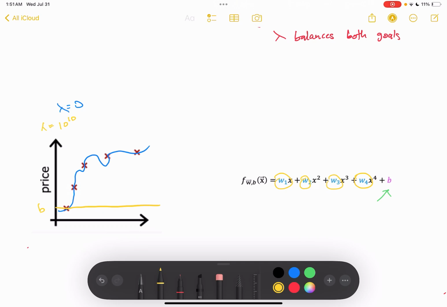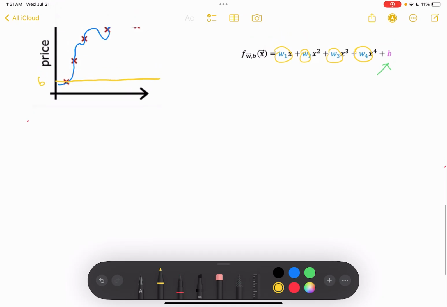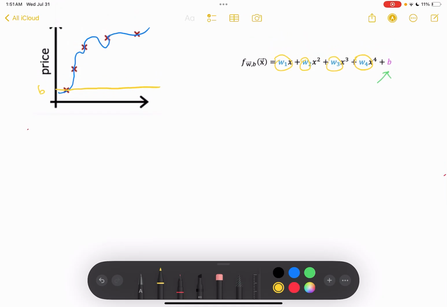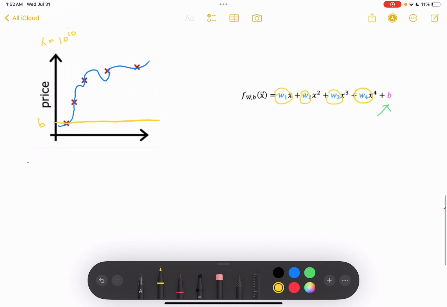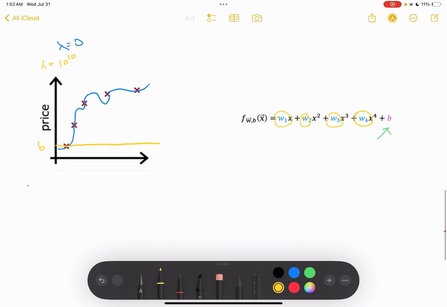So the reason why I illustrated this to you is to emphasize the fact that we want a lambda value that balances fitting data and minimizing Wj. And when we do this, we'll have a model that looks something like this, where it's fitting our data well, but it's also minimizing Wj.